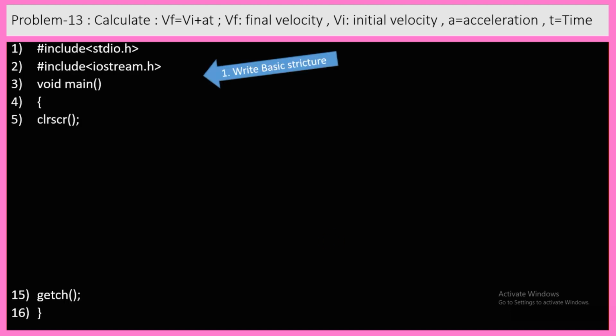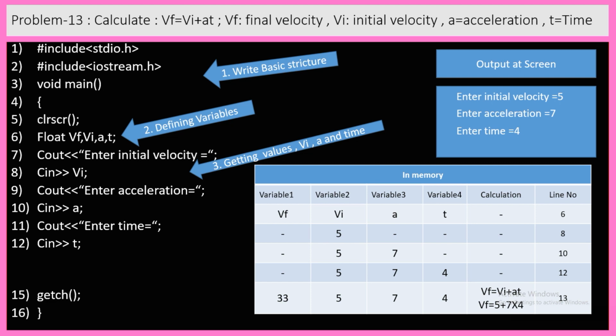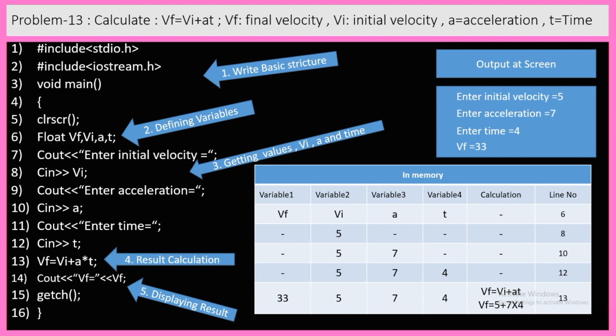Problem 13 is calculate the final velocity when initial velocity, acceleration and time is given. In first step, write down the basic structure. Second step, define variable in float: final velocity Vf, initial velocity Vi, acceleration A, time t. Get the values of initial velocity, acceleration and time. In step 4, calculate the result. Vf is equal to Vi plus A into t. And in final step, show the final velocity.